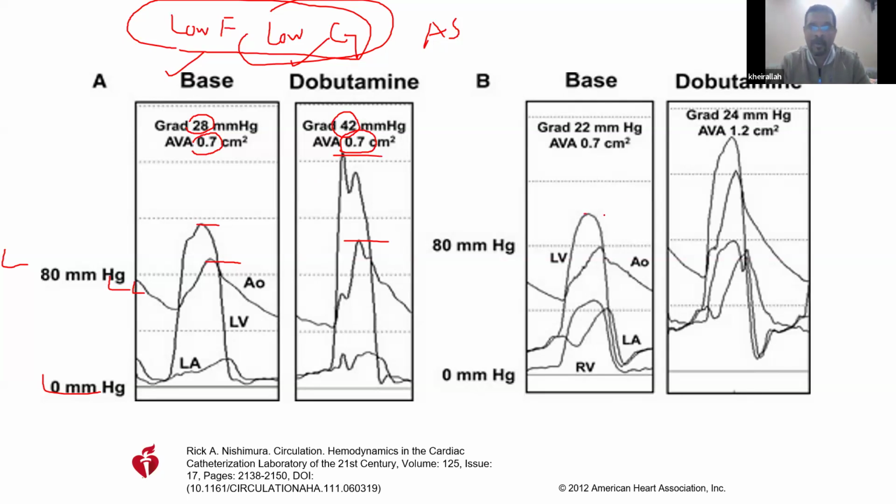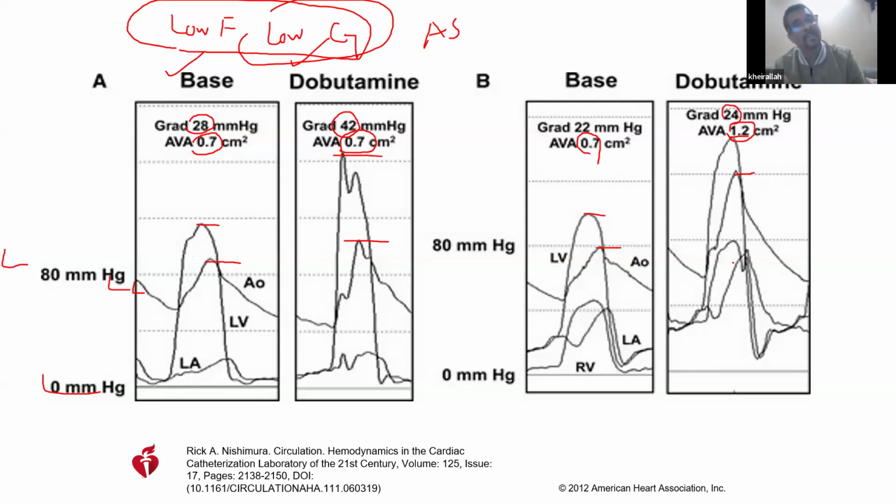Look at the flip side. This is a patient with a gradient of 22, an area of 0.7, and low ejection fraction. They gave dobutamine. What did they get? The pressure gradient doesn't move a lot, 24, but the area opens up. So what's the meaning of that?